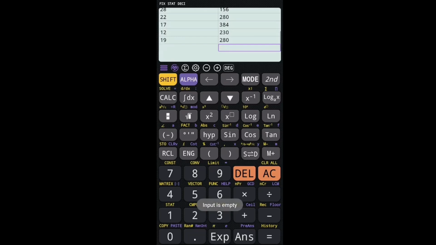So we have entered all our numbers. Let me do the same thing real quick on the calculator. After you've entered your data, you can press AC. So I'm going to press AC here, and then we go back to the normal screen. I'm also pressing AC on the other calculator.